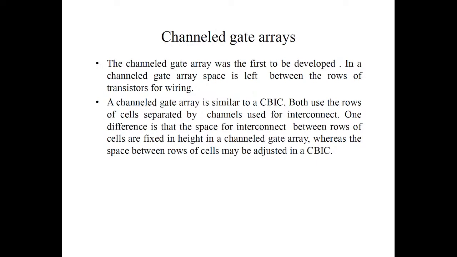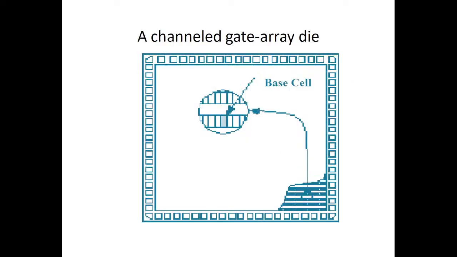Channeled gate array is one in which a certain channel is provided between two different rows of n and p type arrays. Suppose the above line represents a row, and the below line represents a row. These rows are nothing but a combination of various n type and p type arrays.